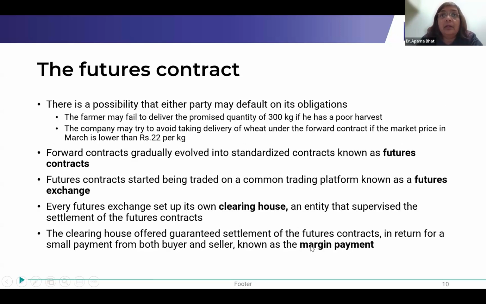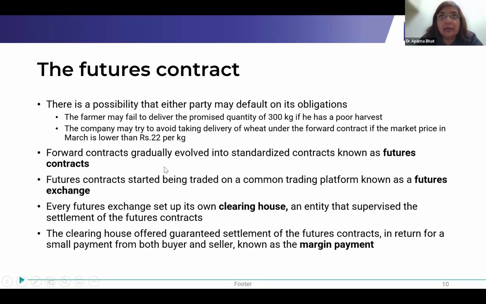But so as I said, this was the earliest type of derivative contract. But this type of contract has its limitations. What are the limitations? There is a possibility that either party may default. Okay, what if there is unseasonal rainfall or something, or the crop goes bad, and let us say the farmer was not able to harvest 300 kilos of wheat. What if his harvest was only 100 kilos? So the farmer may fail to deliver the promised quantity. Okay, so there is always a possibility that one of the parties may default, right?